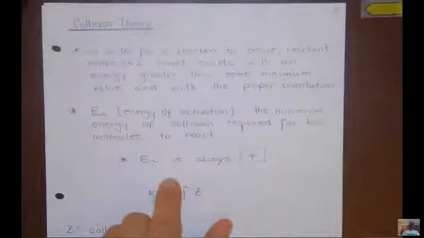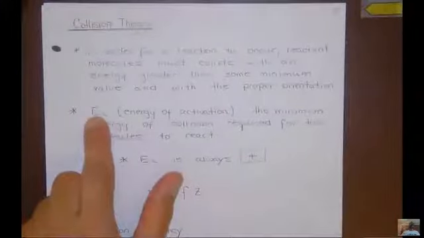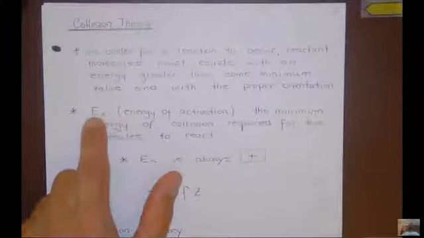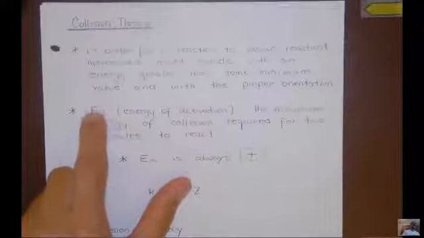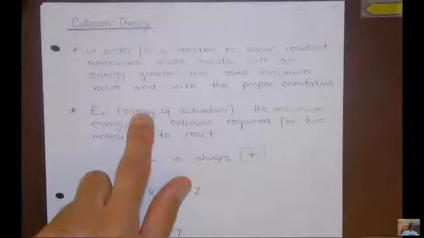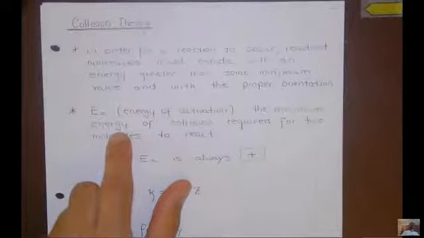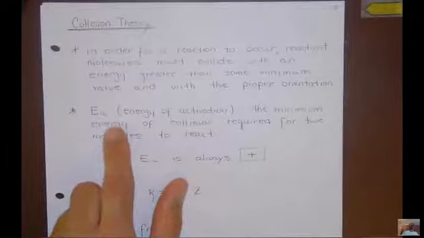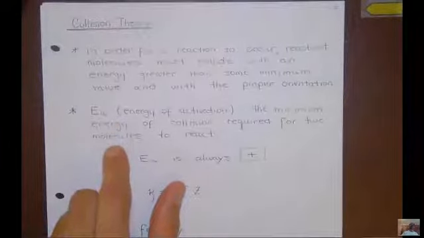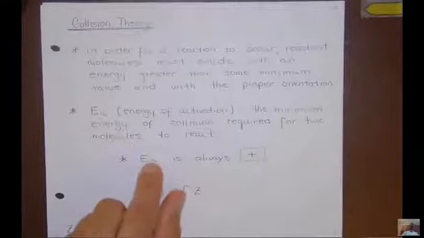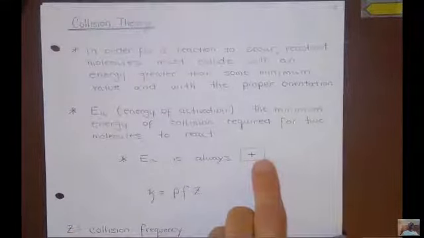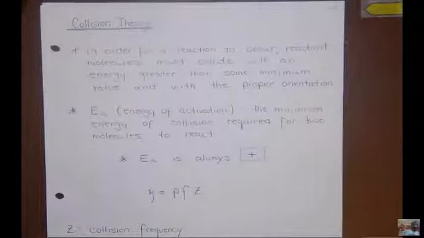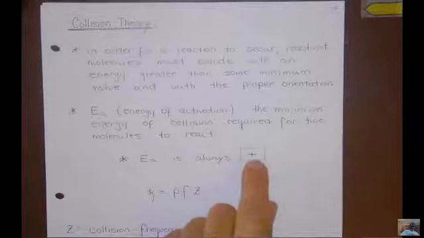So here are the factors that are going to affect it. The most important thing is called the energy of activation, capital EA. The energy of activation is the minimum energy of collision required for the two molecules to react. Energy of activation is always going to be a positive number. It always is an endothermic process. They require energy in order to hit. So the energy of activation is going to be a positive number.